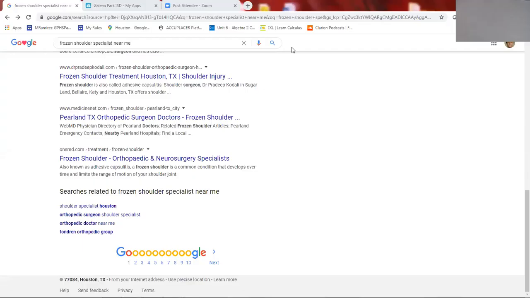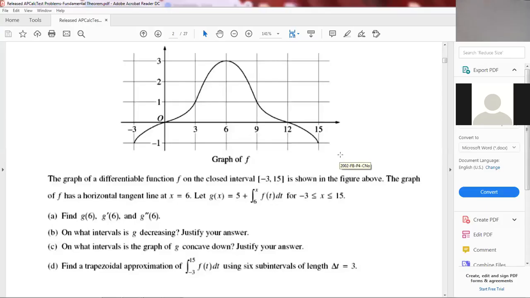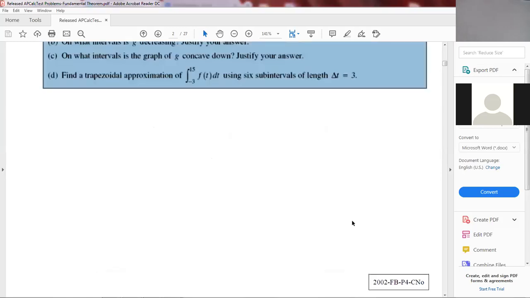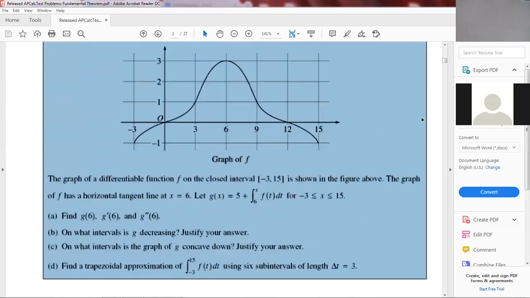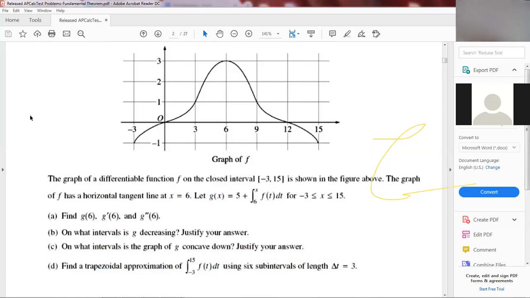Okay, guys, we have here, no, not this one. I have this one right here. Okay, you can see here the problem released in 2002. No calculator allowed. It's very standard.